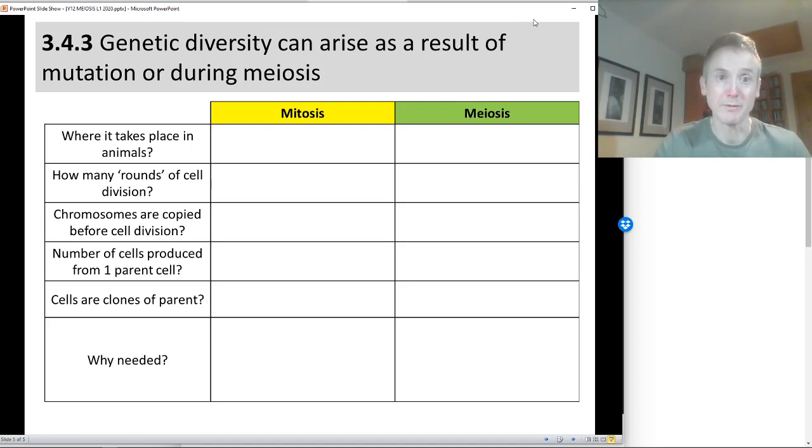Again, I'd make your own copy of this table, pause it at the end, copy it out, maybe make the gaps bigger to add extra detail if you think it's needed from the spiel that I'm going through very, very badly.